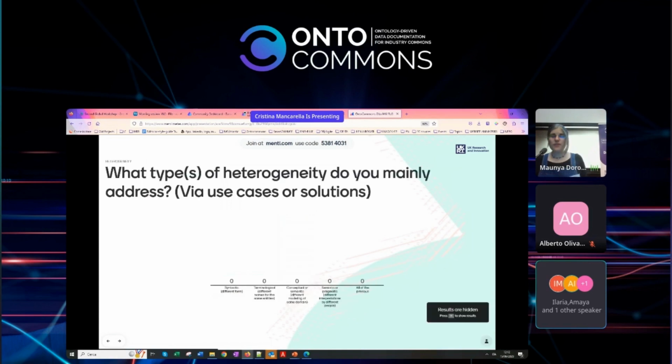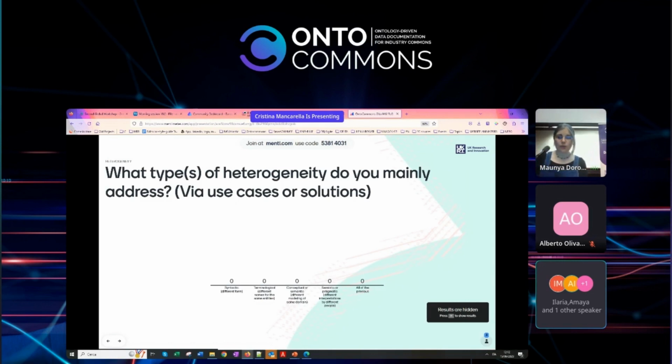Then we start with the real questions. Yes, go ahead. Okay. So now I would like to ask you, as you heard before, we are trying to put together different classifications. About heterogeneity: what types of heterogeneity do you mainly address in your everyday work, either as problems or as solutions? For example, you have that use case or you develop solutions for that kind of heterogeneity.